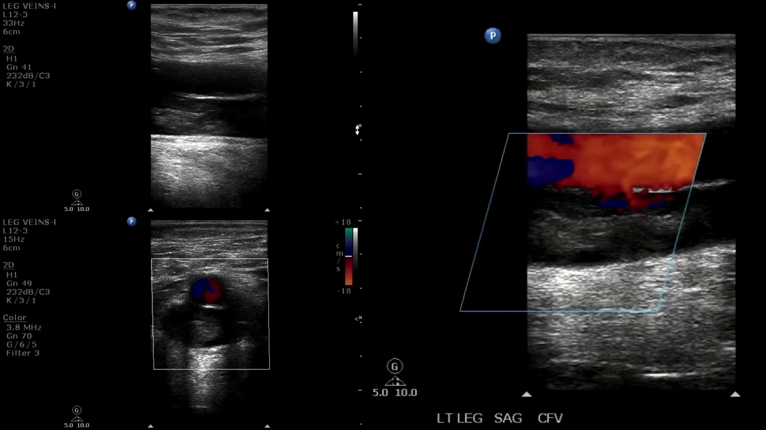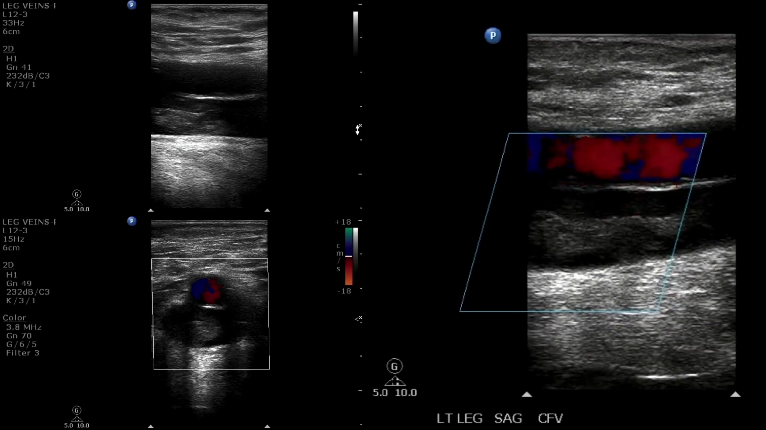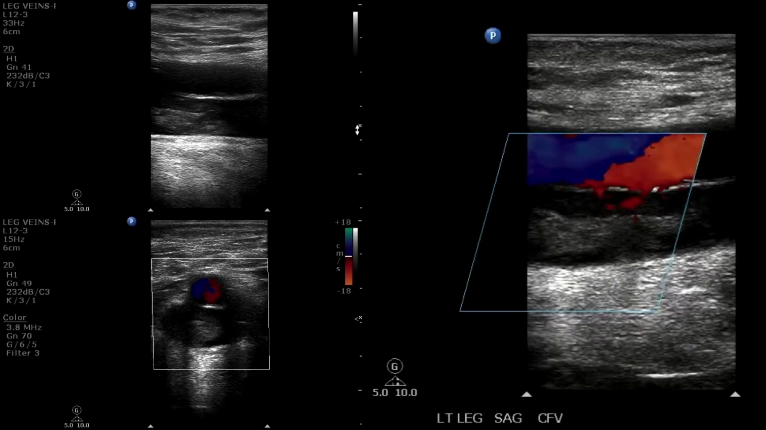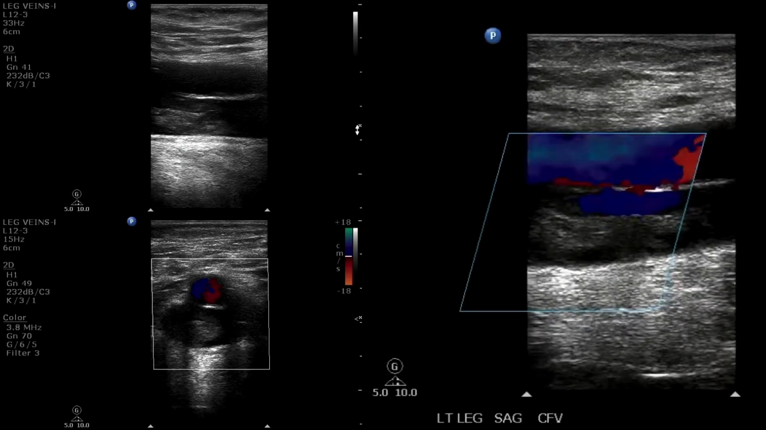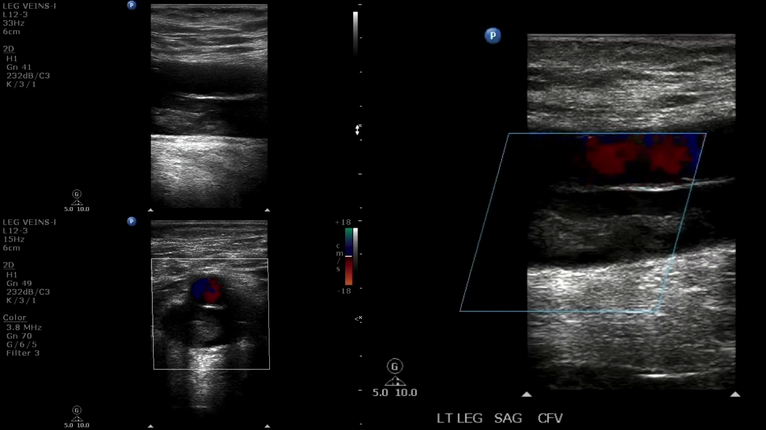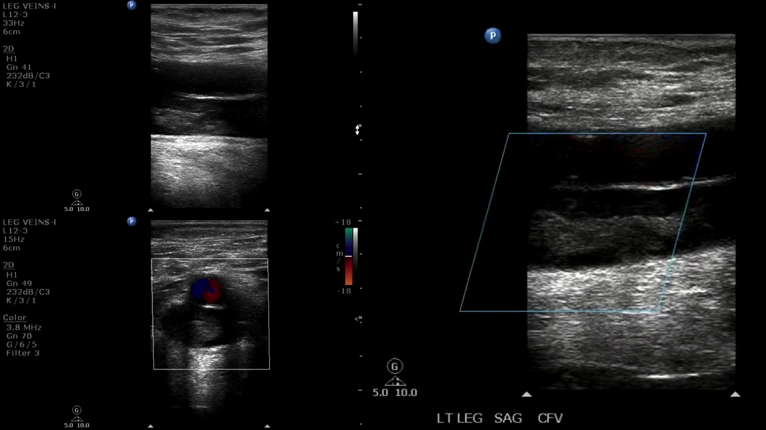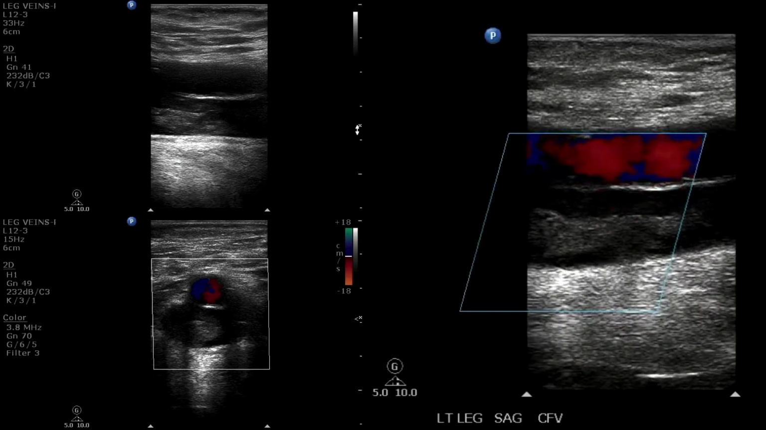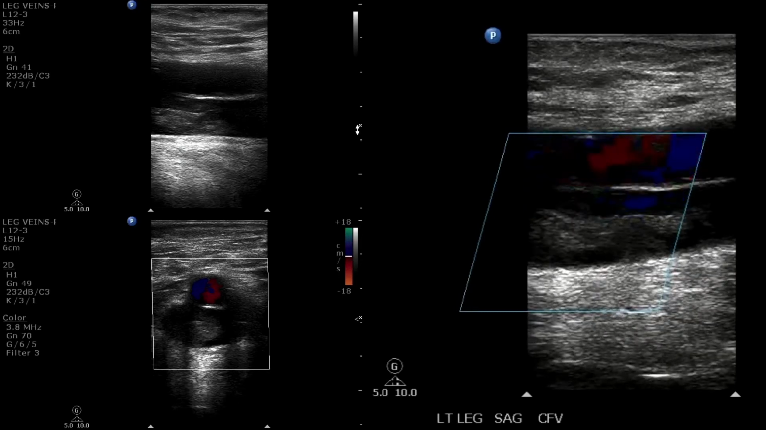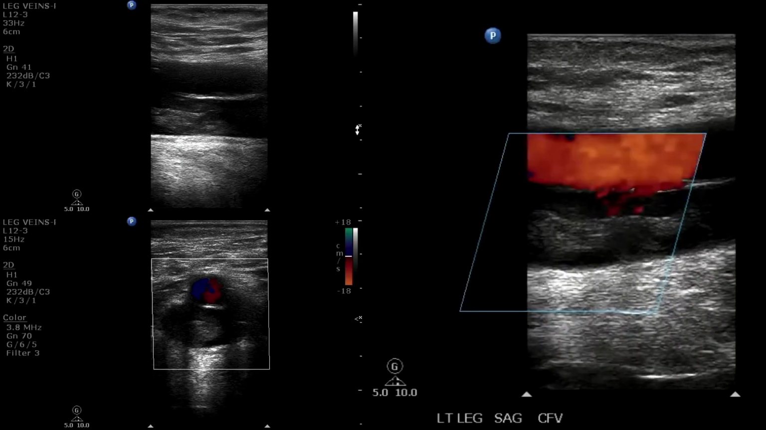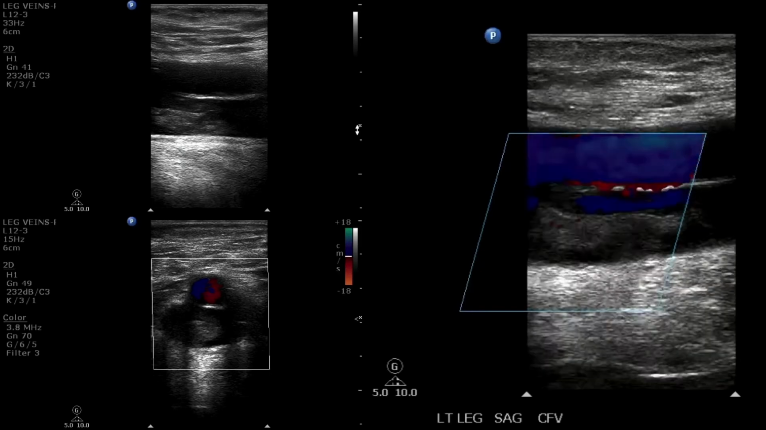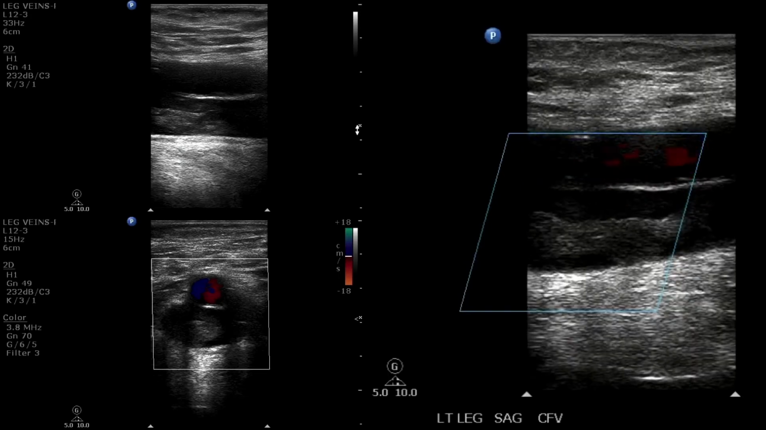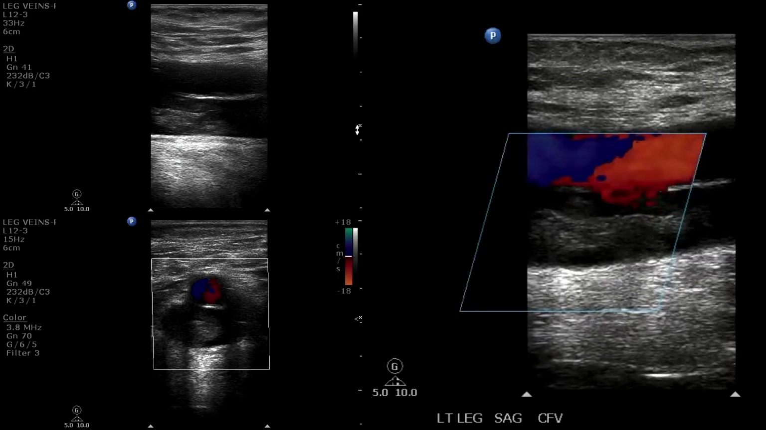So this is an example of a scan. This is actually one of my patients, but this is an example of what you'd see. Here in the still images, we have a long axis and a short axis view of the artery and the vein. In the upper one, you have the artery on top and the vein below. And in the lower one, you have the artery and then the vein just below it. Inside that vein, you see this echogenic material.